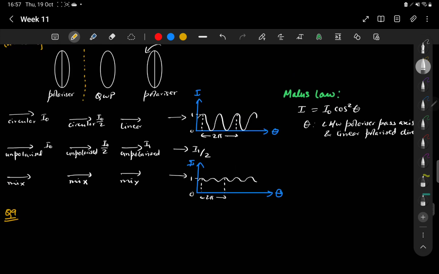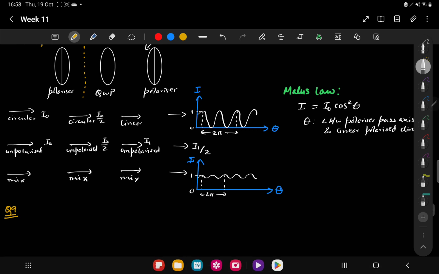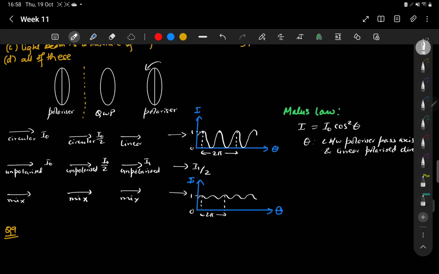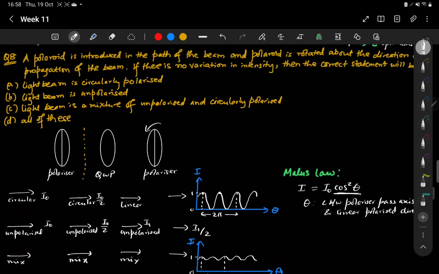Okay, someone is asking, why is this 2 pi? Why isn't the distance between these 2 points pi? Because between two successive maxima, we typically call it 2 pi, but here I'm saying it this way. This is because of cos squared theta. This is not just cos theta, it is cos squared theta.